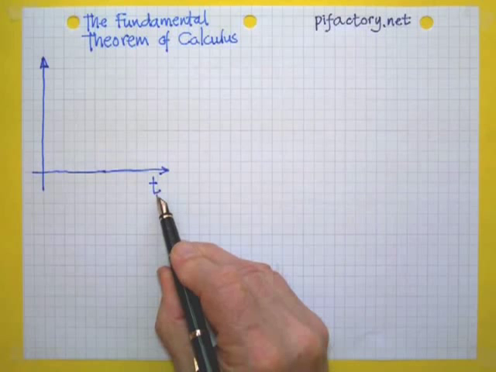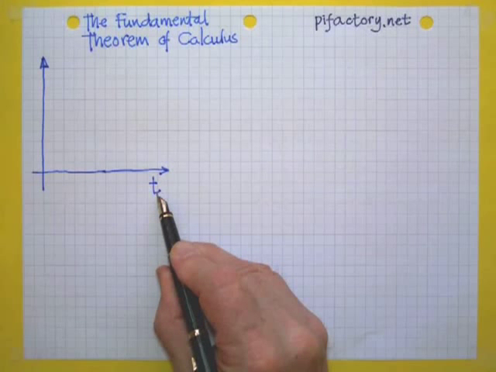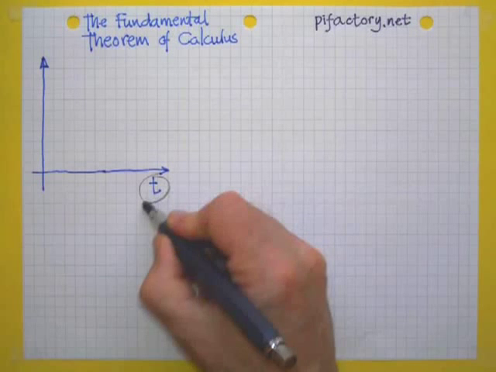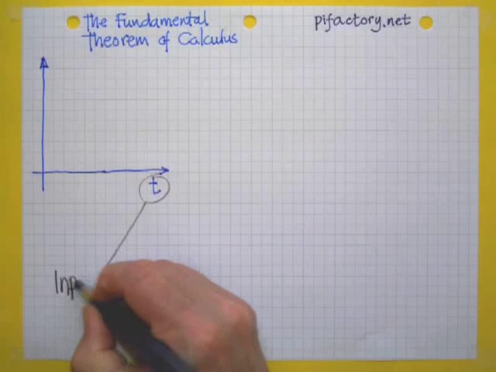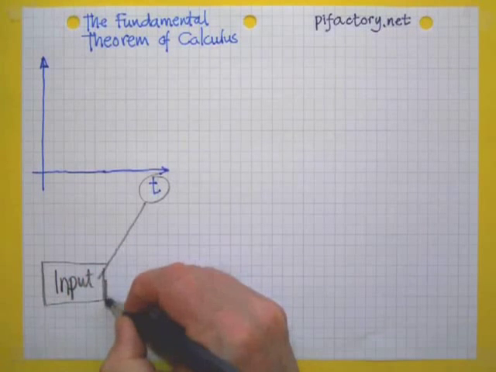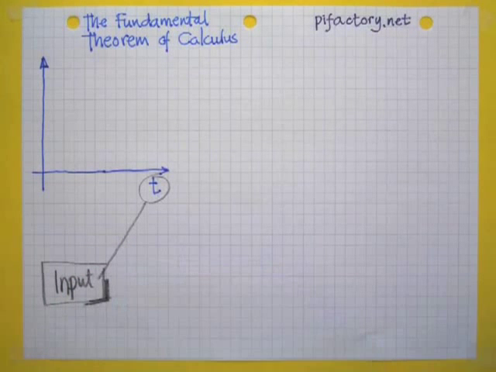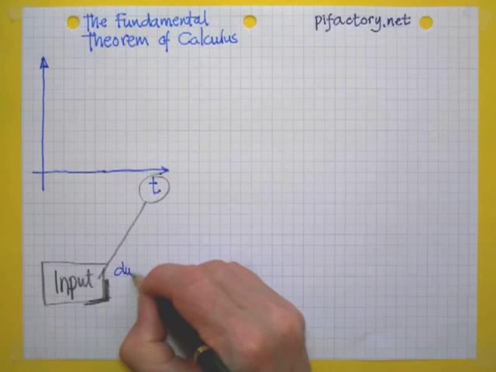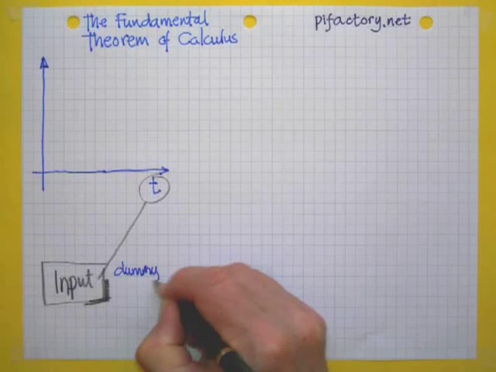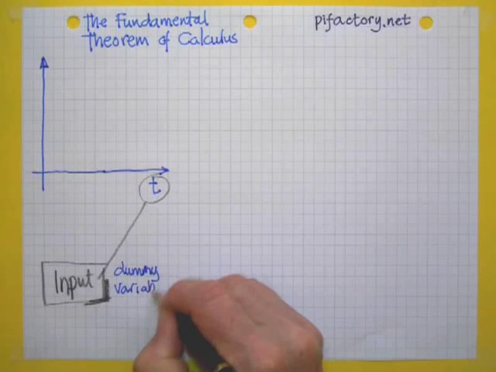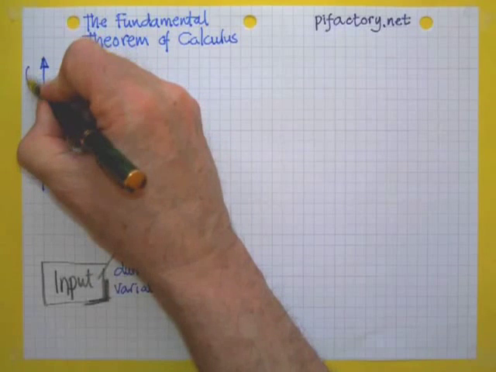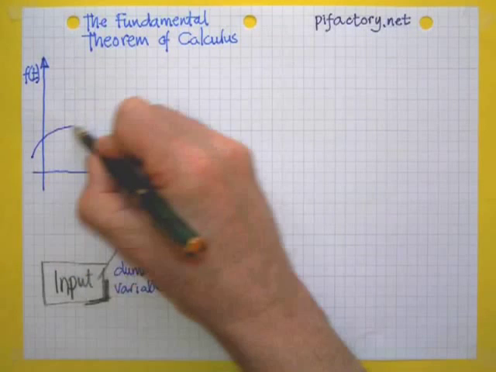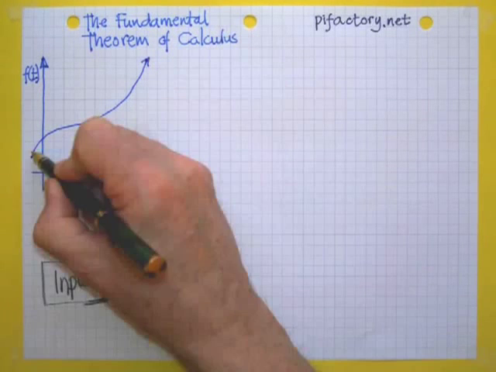We're going to call our input value t here, not x. So this is going to be our input. We could call it s, we could call it pretty well any letter. And we're going to think of it as a dummy variable. So our output from f is going to be f of t. And let's just sketch something in.